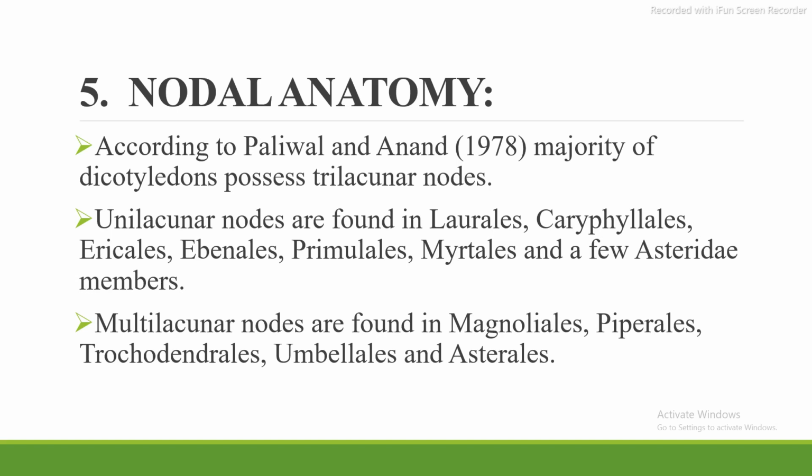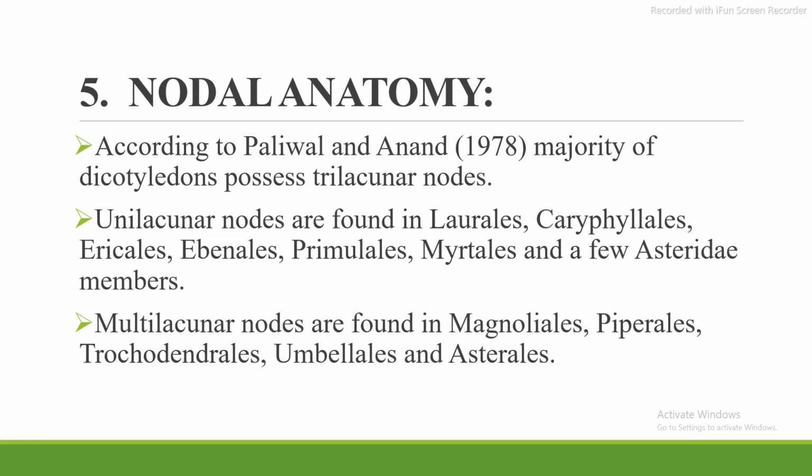According to Paliwal and Anand 1978, the majority of dicotyledons possess trilacunar nodes. Unilacunar nodes are found in the laurels, Caryophyllales, Oleales, Ebenales, Primulales, Myrtales, and a few Asteridae members.